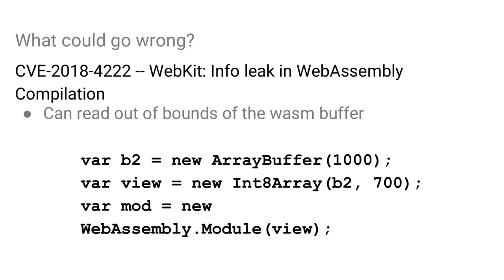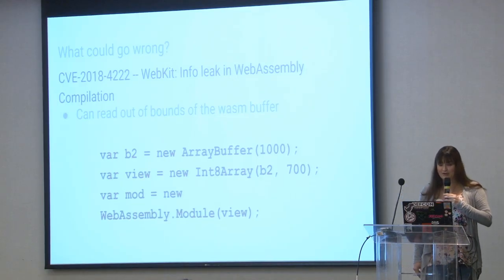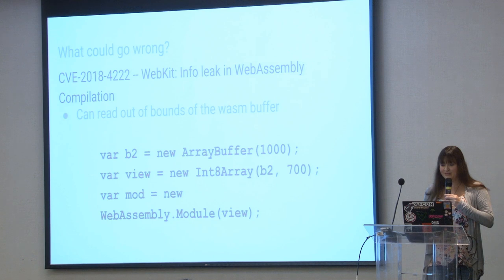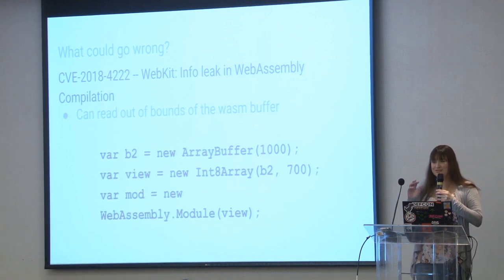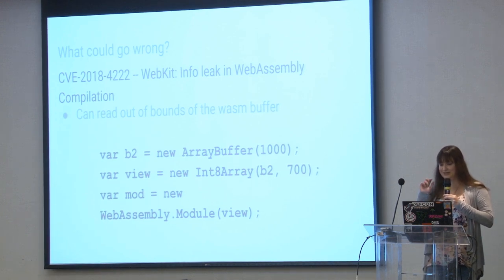Here's another bug that happened in WebKit. This is also in just loading this module. So in JavaScript, there are array buffers and typed buffers, like this Int8Array buffer. And what these do is they're basically just views into an array. So it means that you can look at an array at offset, say 700, but when you index this view, that'll actually be index 0.